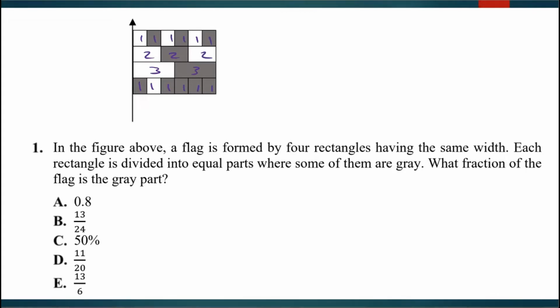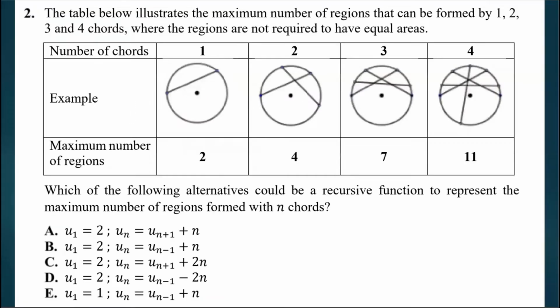Okay. So the total area is 6 times 4, which is 24. 4 layers with the area 6 each, and the shaded part is 5 here and 3. That's 8. 8 and another 5 is 13. So it should be 13 over 24. That is an easy one to start with. Okay.